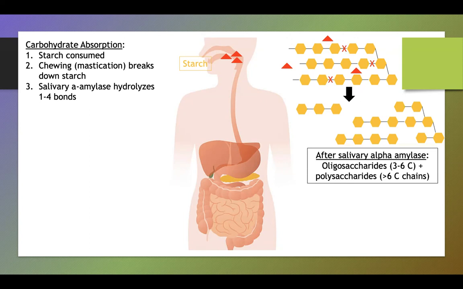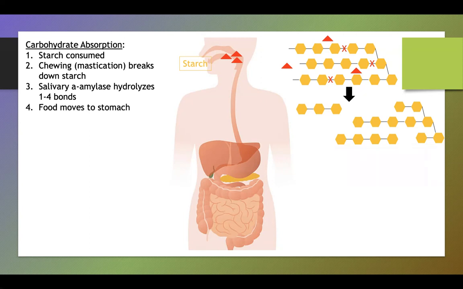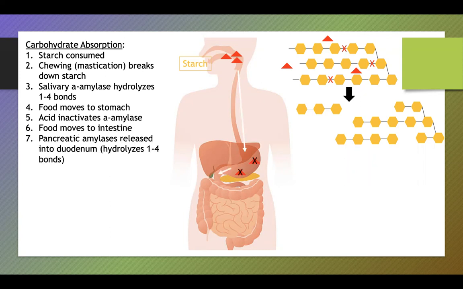So it has some digestion, but not quite enough. Then this bolus of food will move to the stomach. Those amylases that existed in our oral cavity get broken down, and then the food continues to move on to the intestine. And in the intestine, we have pancreatic amylases that are released, and these can help finish the job to some extent, so they can also break down 1,4 bonds.